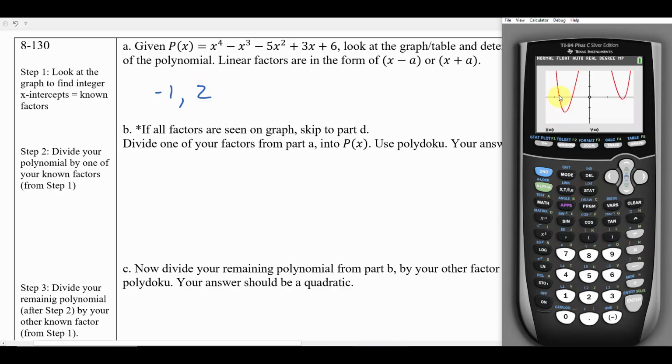And then you'll notice the other 2 zeros, like this one is some decimal. It's in between -1 and -2, so I don't know exactly what it is. And this one happens in between 1 and 2, so I don't know what that one is either. So it makes it a little bit difficult. I can't just pick those off of the graph, okay?